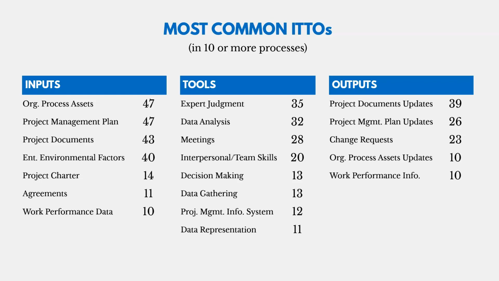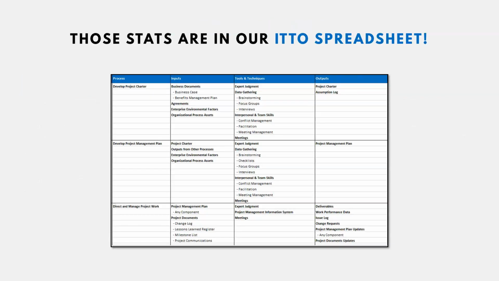So organizational process assets and the project management plan are on 47 of 49 processes, almost every one. So if you get a question about whether or not one of those is on a given process, you can be pretty confident that's true. Now, you don't have to keep coming back to this video. We have an ITTO spreadsheet on projectprep.org, where one of the tabs has all of those stats with the common ITTOs in it. That's going to be a good reference for you.